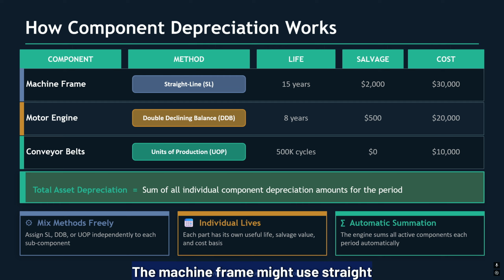You can mix methods within the same asset. The machine frame might use straight line, the motor engine might use double declining balance, and the conveyor belt might use units of production. The Depreciation Lab engine handles all of them simultaneously. The total asset depreciation is equal to the sum of individual component depreciation amounts. Each component has its own method, life, cost, and salvage value.